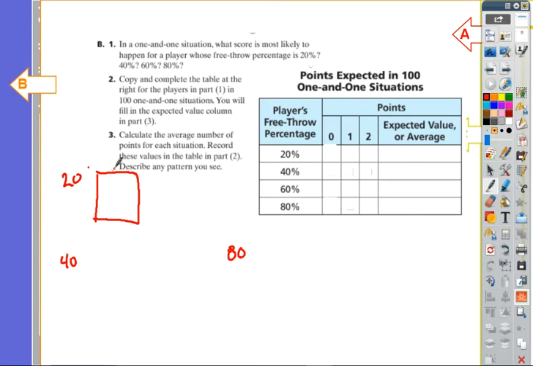So for a 20% shooter, 2 out of 10 will be hit, 8 out of 10 will be miss. We'll have another line here. Hit would be 2 out of 10.